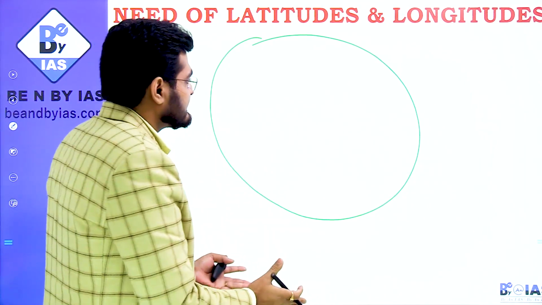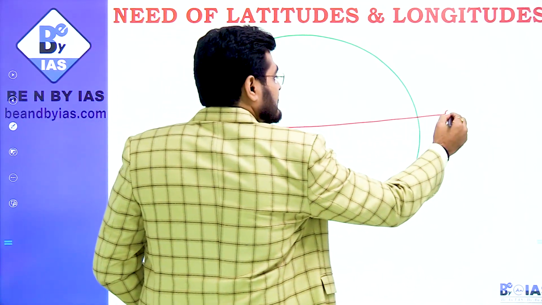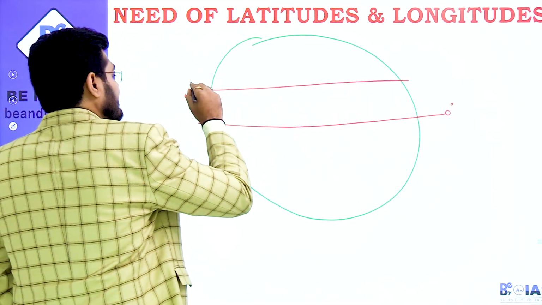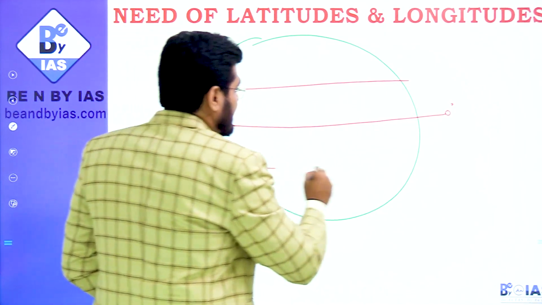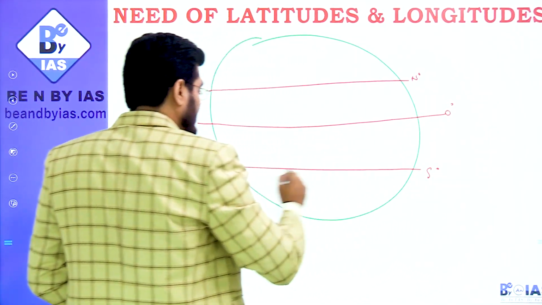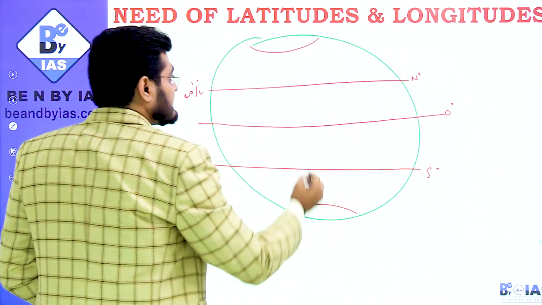So what are latitudes? In very simple language, you know that 0 degree exists. You know that 23 and a half degrees is your Tropic of Cancer. This is north, and this is south, the Tropic of Capricorn. And then your Arctic and Antarctic circles are also there.